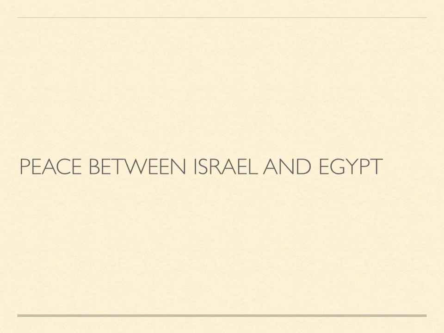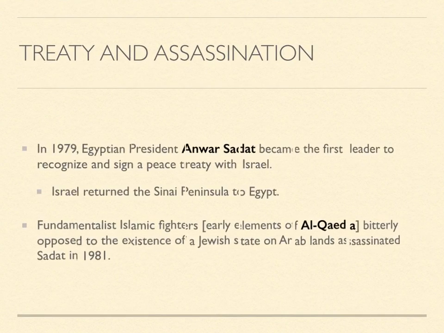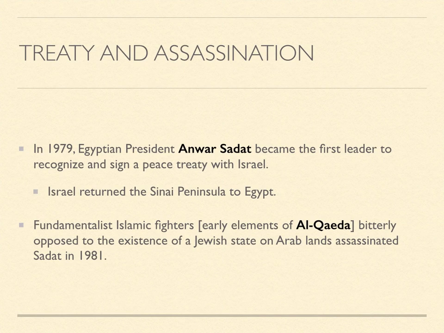Peace between Israel and Egypt. Treaty and assassination. In 1979, Egyptian President Anwar Sadat became the first Arab leader to recognize and sign a peace treaty with Israel. Israel returned the Sinai Peninsula to Egypt at that time.